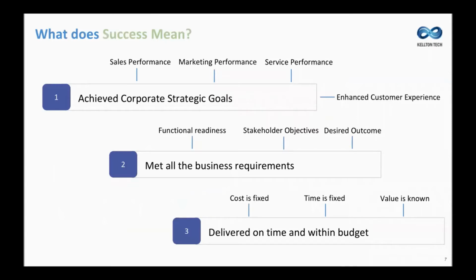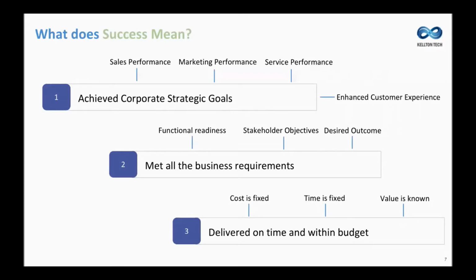When we talk about success in any digital transformation project, success can be attributed to three facets of your organizational goals. The first is how you have laid out your corporate objectives. That can be attributed to your sales performance, your marketing performance, your service performance, and your enhanced customer experience.